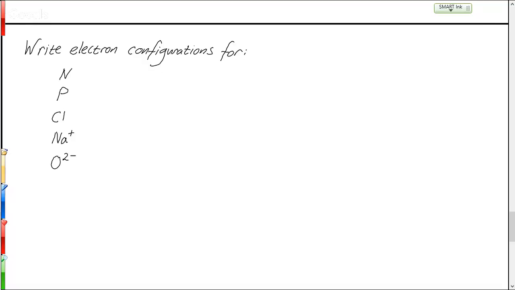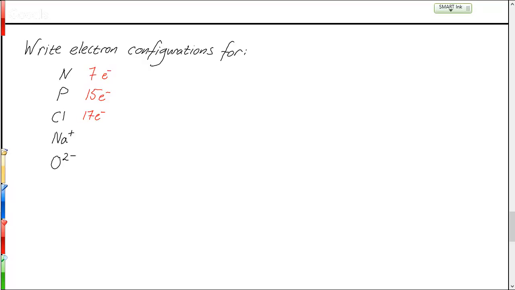All right, let's look at the first couple here, and then we'll think about what those other things mean. It's always a good idea to just write down the total number of electrons here. Nitrogen's got 7 electrons, and e with a little negative sign is often used for electron. Phosphorus is going to have 15. Chlorine 17.